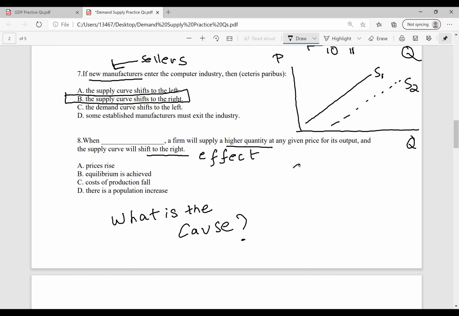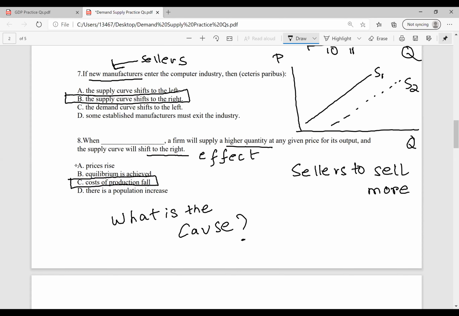Or what would make the sellers sell more? It's going to be this one. Cost of production going down.